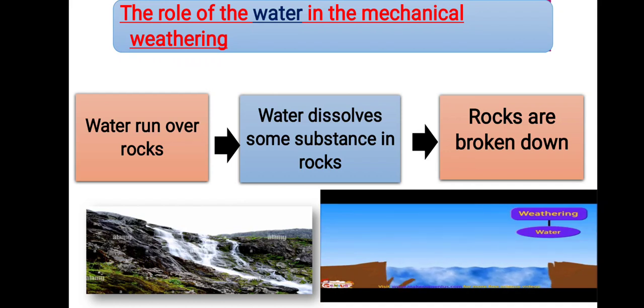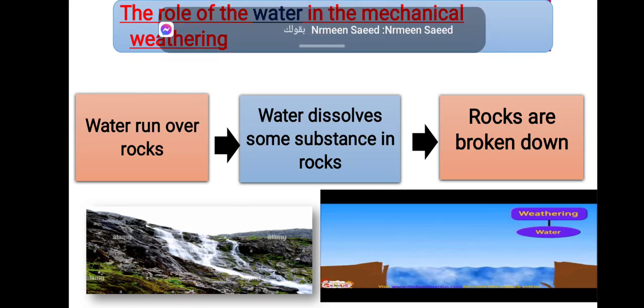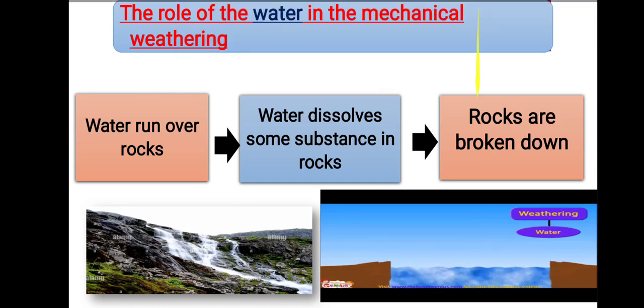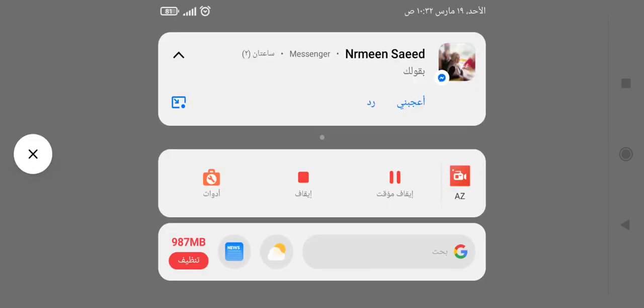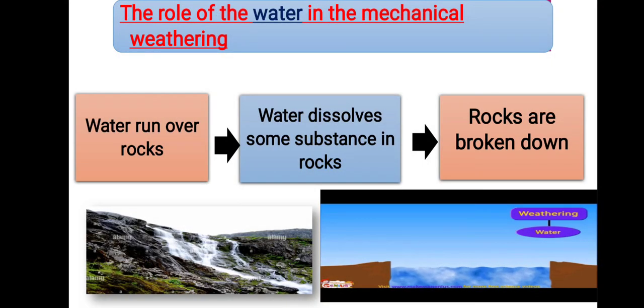So how can the water help in mechanical weathering? When the water runs over the rock, it can dissolve some substances of the rock. After that, the rock becomes very weak, as we can see in this picture, and is broken down.